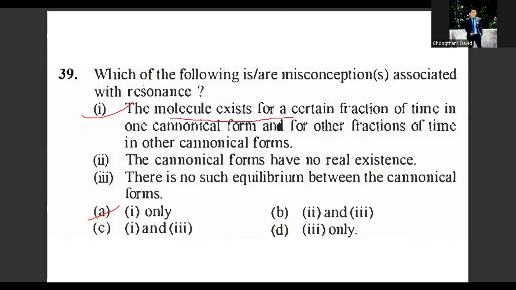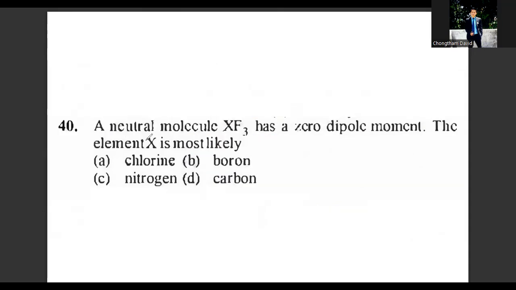Moving on to question number 40. A neutral molecule XF3 has a zero dipole moment. The element X is most likely? So BF3 has a planar and symmetrical structure. As a result, the resultant of two bond moments being equal and opposite to the third will cancel out, and hence the molecule possesses zero dipole moment because it is symmetrical in nature. So 40 would be boron. X can take chlorine, boron, nitrogen, or carbon.